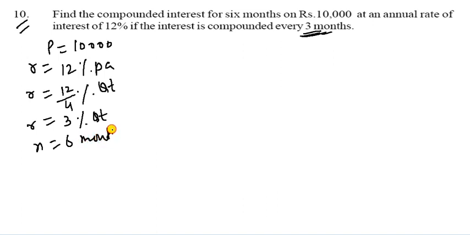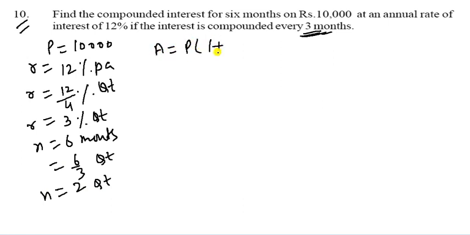So 4 3s are 12, so it becomes 3% for R quarterly. What about the N? N is given as 6 months. So it is divided by 3, 6 upon 3 quarterly. So that will be equal to 2 quarterly.